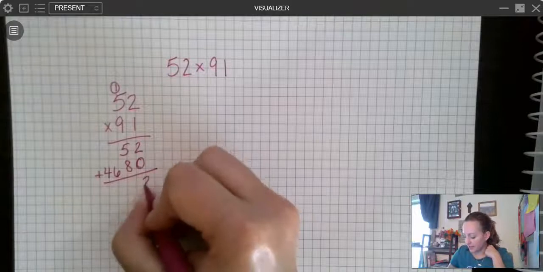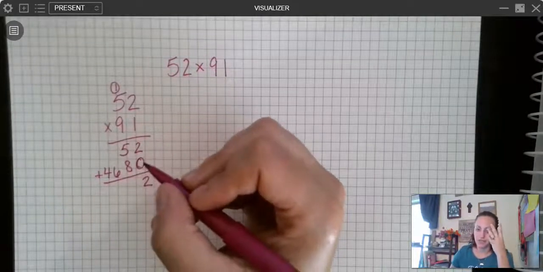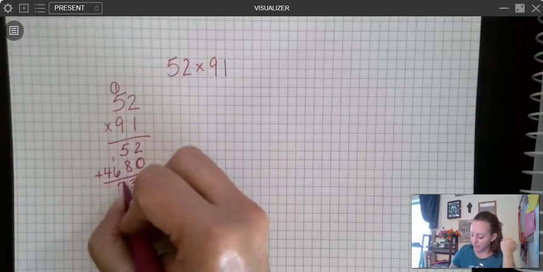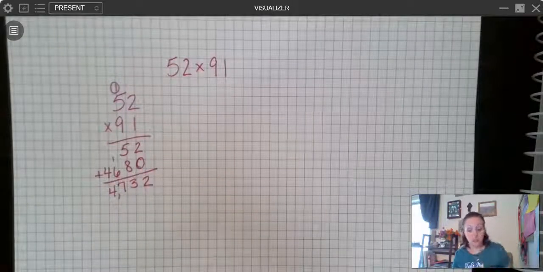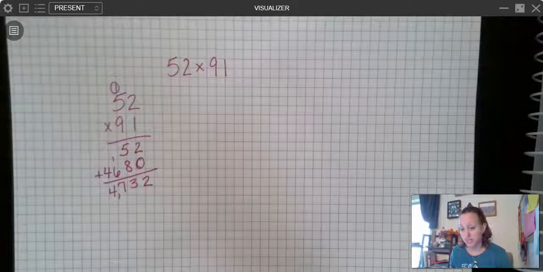And then I add it together. All right, 5 plus 8, 8, 9, 10, 11, 12, 13. Write the 3, regroup the 1. 1 plus 6 is 7, and 4 plus nothing is 4. So I got 4,732.